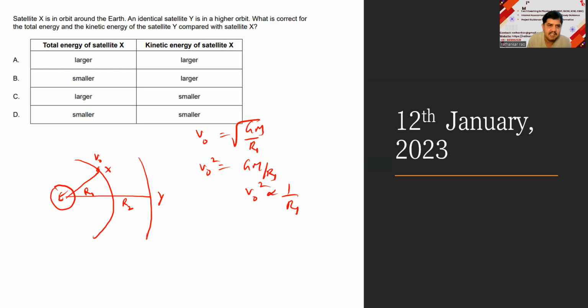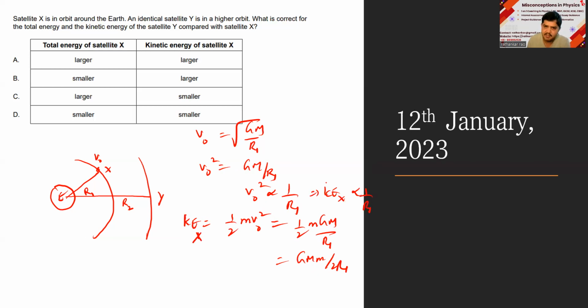Now let us find the kinetic energy of the satellite. Kinetic energy of the satellite, let me write KE_X, is equal to half m V0 square, which is equal to half m times GM divided by R1, or this should be GMm divided by 2R1. If you don't want so much mathematics, you can directly say if V0 square is proportional to 1 by R1, then your kinetic energy of X is also proportional to 1 by R1. You can write like this also, because nobody is asking you any math here.